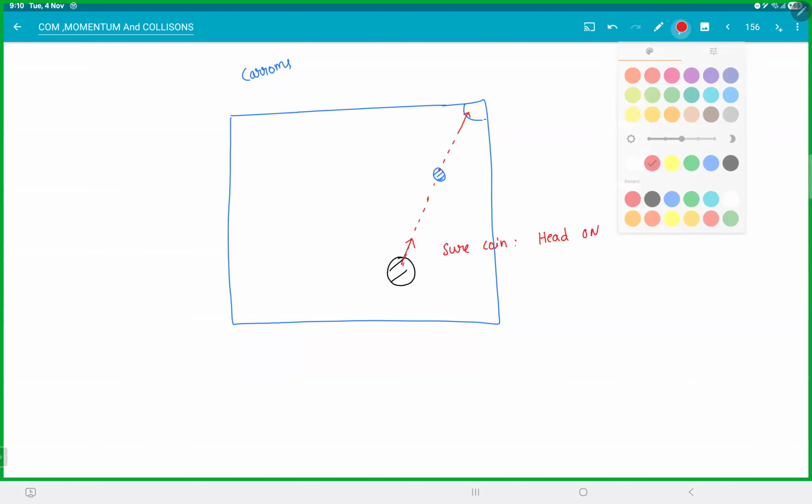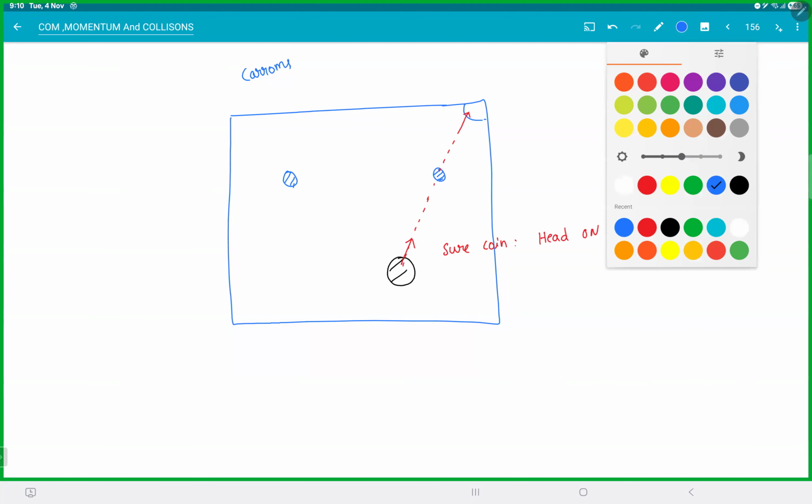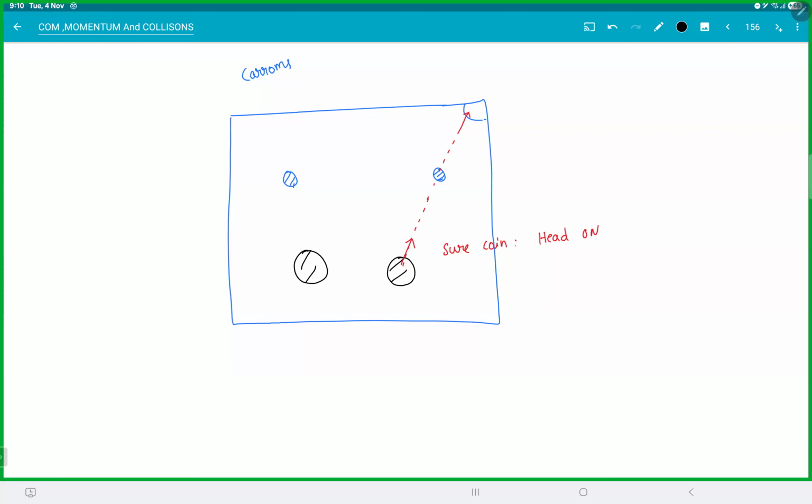Or if you ever played the other one, the cut shot. We have the coin, and you're hitting it with a striker at an angle. So the striker will come and hit somewhere here, and after hitting, the coin will go into the hole like this, the cut shot. And the striker will bounce off in some other direction. So cut shots are oblique collisions. That's the easy way to understand what an oblique and a head-on collision is.